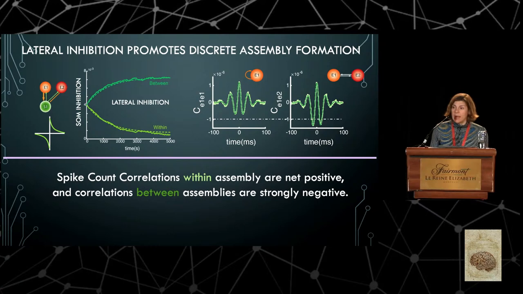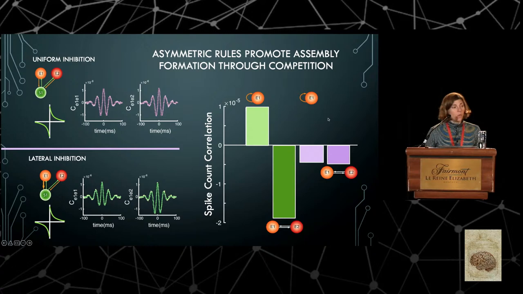However, in the lateral inhibition network, we see strong positive correlation within the network, and we see very strong anti-correlation between the networks. And this is just summarized here. So not only are we training changes in synaptic strengths, we're really training the changes in correlation structure into this network, and this happens much faster if we're able to go through these asymmetric rules.